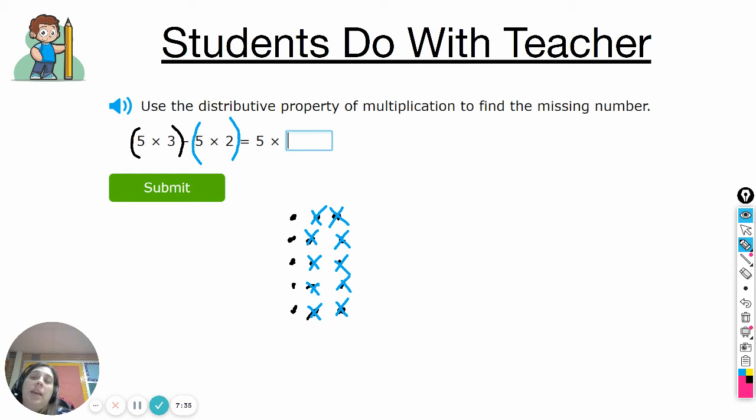And now what it's asking is 5 times what? Okay? So this picture equals or is the same as 5 times what? Well, how many is left in each row? Because there's 5 rows, 1, 2, 3, 4, 5, and in each row there's only 1 left. So that equals 5 rows of 1. Because when we take away the 5 rows of 2, there's only 5 rows of 1 left.